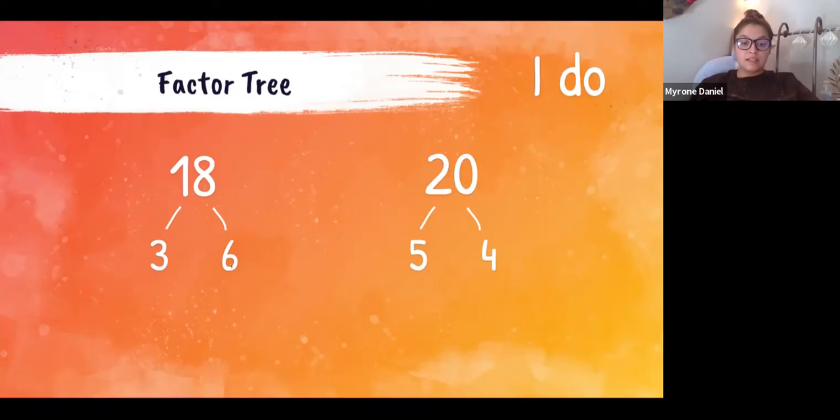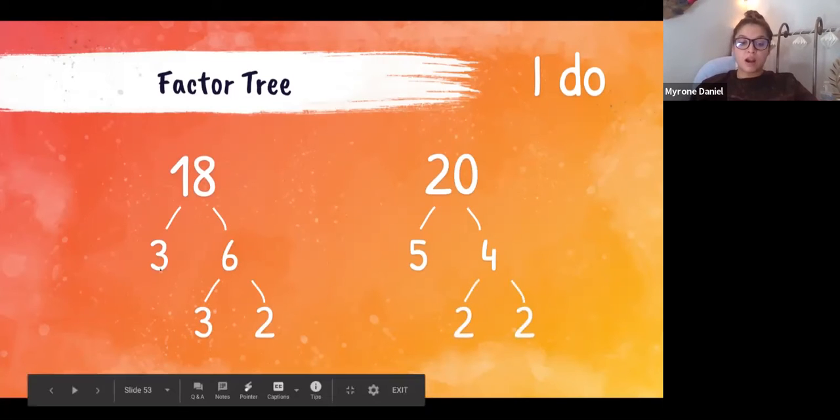And 6 is going to be our composite number because 6 could still be broken down into 3 times 2. Looking at 20, 5 can't be broken down any further, so 5 is a prime number. But 4 can be broken down into 2 times 2, and 2 is a prime number. Now we're left with prime numbers. These are all of our prime numbers: 3, 3, and 2. So 3 times 3 times 2 gives us 18. And 5 times 2 times 2 gives us 20.